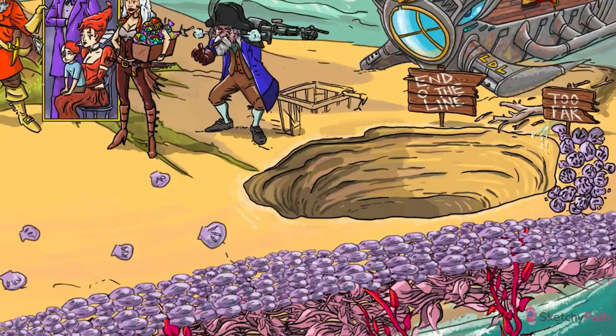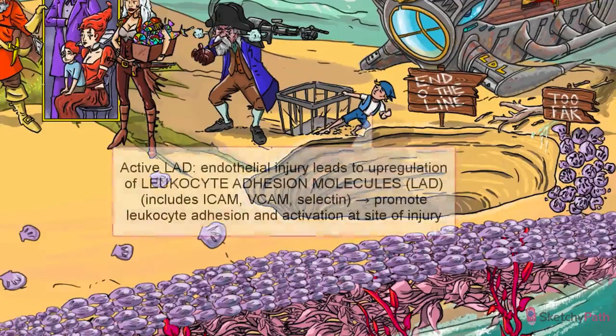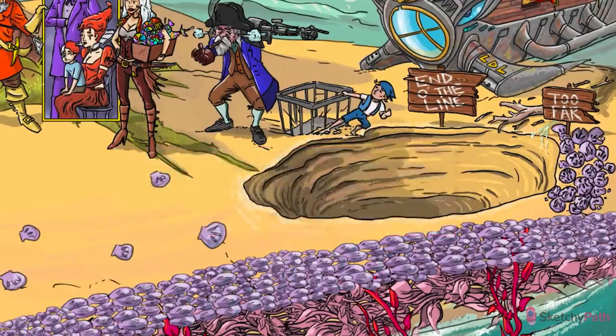Endothelial cells also upregulate the production of several leukocyte adhesion molecules, including ICAM, intracellular adhesion molecule, VCAM, vascular cell adhesion molecule, and selectin. These surface receptors promote leukocyte adhesion and activation at the site of damaged endothelium. In this scene, this process is reenacted by our little leukocyte adhesion lad.